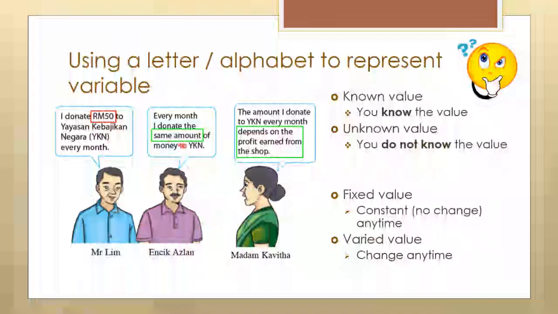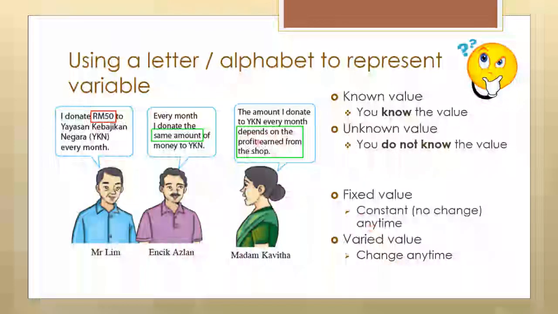That's why two of them are having the fixed value. What about varied value? Varied value, you look at this one, which means it is going to change at any time. Not fixed, okay? It can be changing, alright? What is the situation? We can see it.